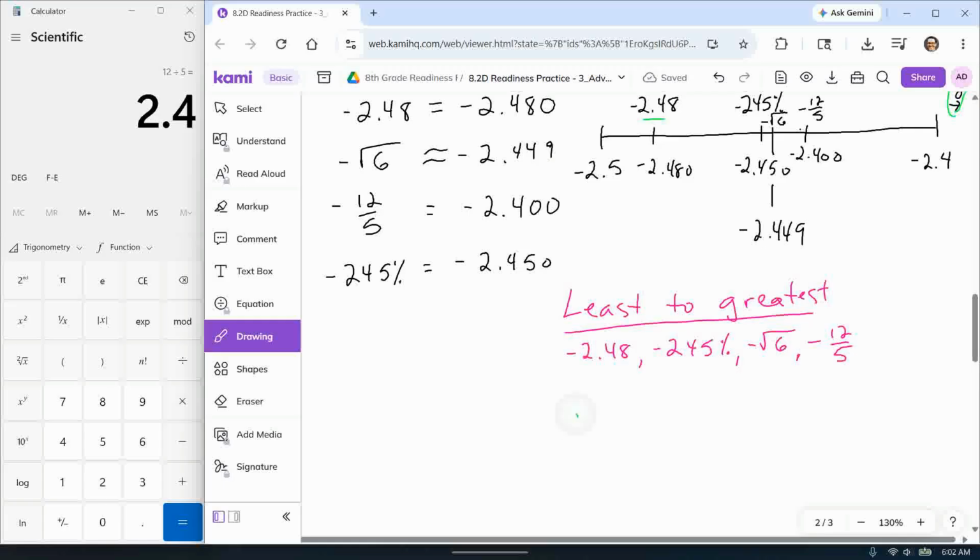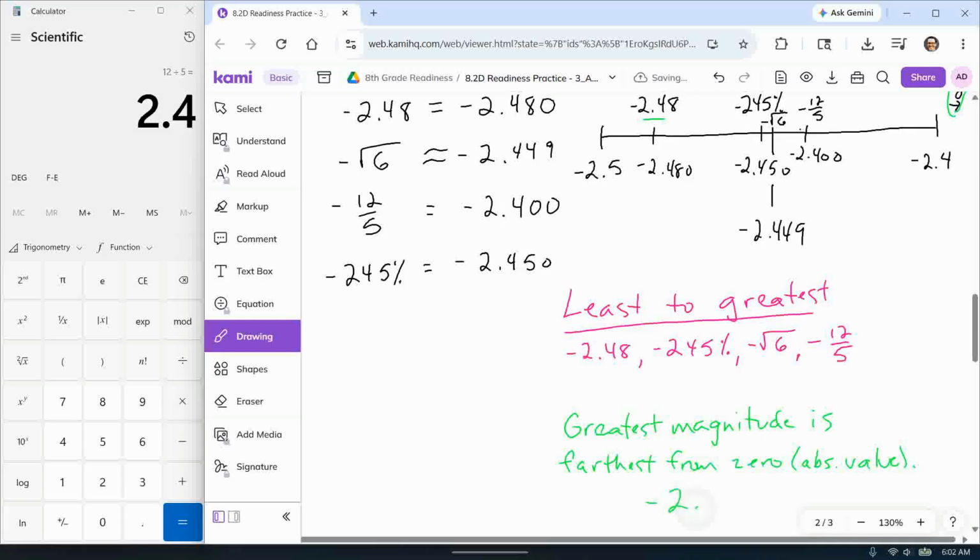So we can say greatest magnitude. And we can give a little bit of explanation: farthest from 0. And if we want to use technical terms, we can say absolute value. And then the value is going to be negative 2.48. So there's my number, and there is my reasoning.